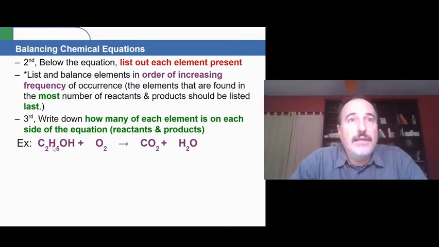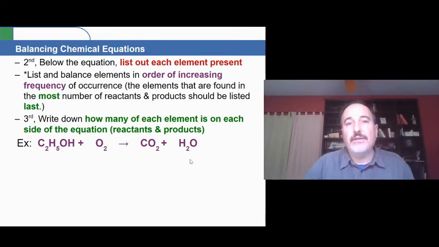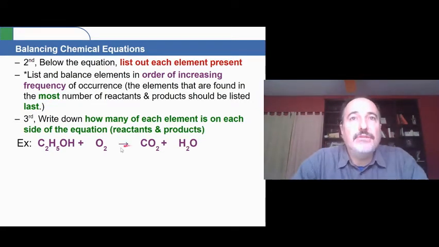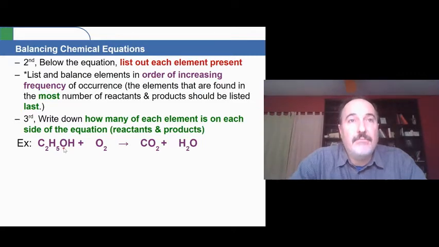Just like hydrogen. Hydrogen is found in only two things. It's found in the methanol and it's found in the water. And that's it, only twice. So whether you put carbon then hydrogen or hydrogen then carbon, doesn't matter. What does matter is that you list oxygen last, because if you notice, oxygen is found in 4 separate species. It's found in the methanol. It's all by itself with oxygen here, oxygen molecules. It's found in carbon dioxide, and it's found in water.